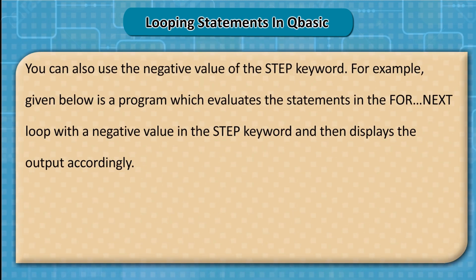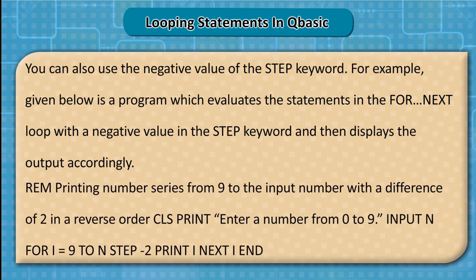You can also use the negative value of the step keyword. For example, given below is a program which evaluates the statements in the for, next loop with a negative value in the step keyword and then displays the output accordingly. Printing number series from 9 to the input number with a difference of 2 in reverse order. CLS. Print "Enter a number from 0 to 9". Input n. For I equals 9 to n step minus 2. Print I. Next I. End.